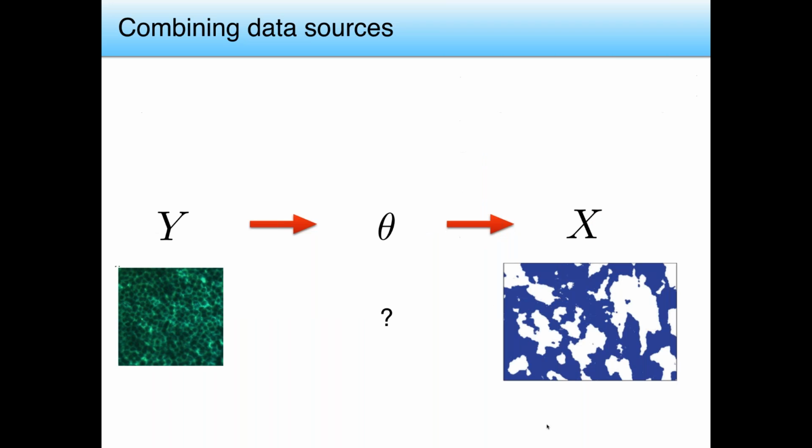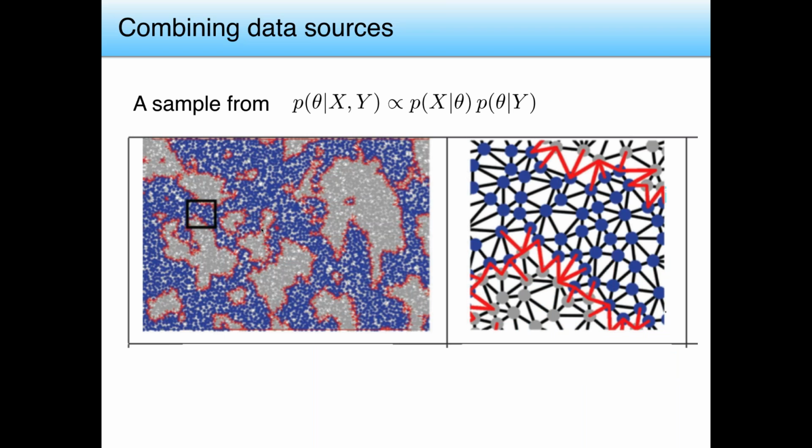We use the external data Y to tell us about what kind of patterns we might expect to see in the crypt orientation theta, and we take the blue-white image together with that to try and figure out what the crypt position might have been, in fact. This is one sample from the posterior distribution of the crypt position that I blow up here. And I've colored the crypts either blue or white, depending on the majority color of the pixels above them.